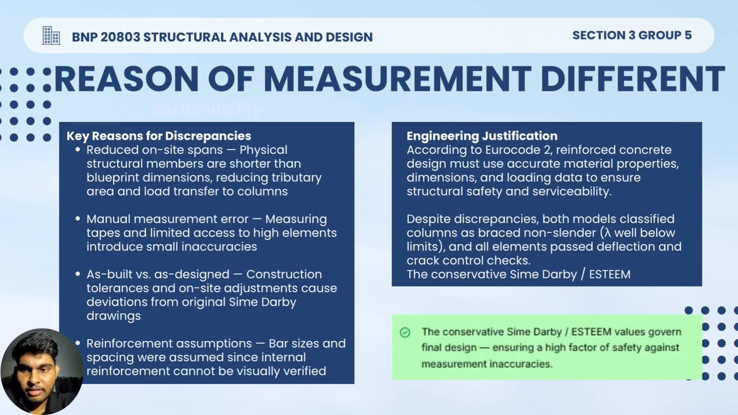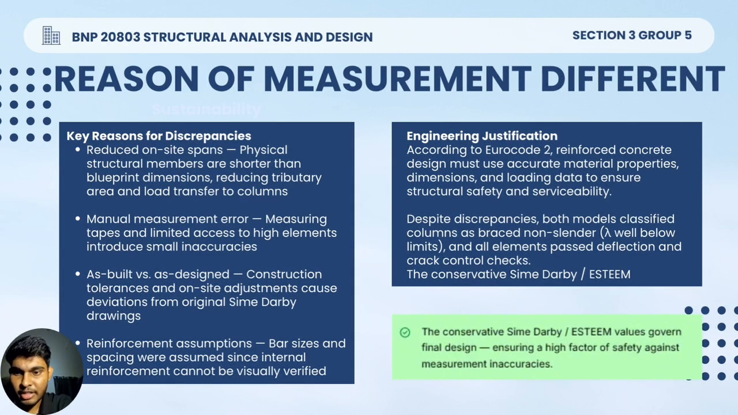Reasons for the measurement differences. First, the actual spans measured on site are slightly shorter than the blueprint dimensions, resulting in a lower load transfer and reducing the tributary area. Second, small errors may occur during manual measurement due to limited access and the use of a measuring tape. Third, differences between the as-built structure and the original design can occur because of construction tolerance and site adjustment, which can cause the final structure to differ slightly from the original design document. Lastly, the reinforcement details could not be directly verified because they are embedded inside the concrete. Therefore, the bar size and spacing had to be assumed based on engineering judgment and standard practice using Eurocode 2.